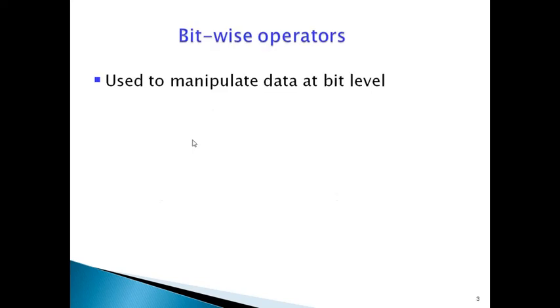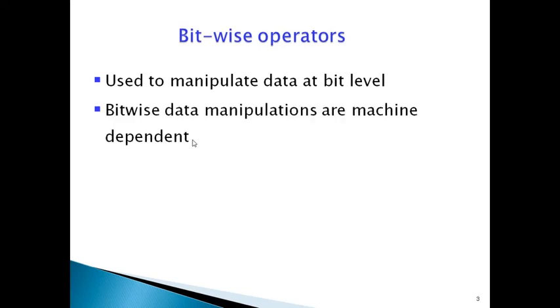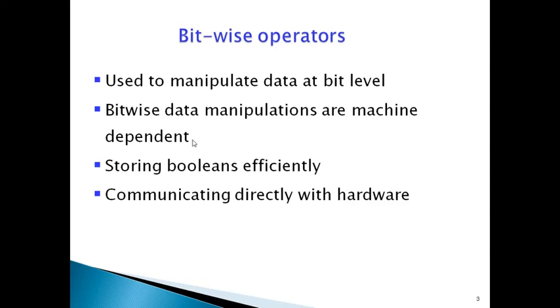Bitwise operators are used to manipulate data at bit level. Bitwise data manipulations are machine dependent, storing booleans efficiently, communicating directly with the hardware. They work on integer operands only. This is the important point. Bitwise operators work on integer operands only.